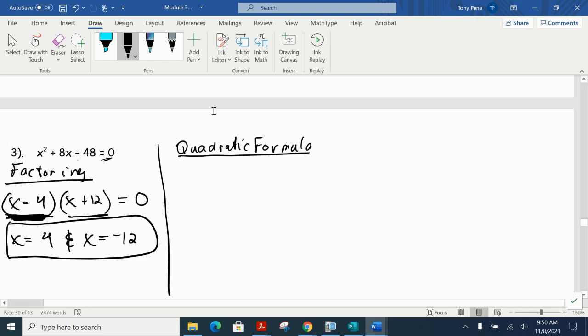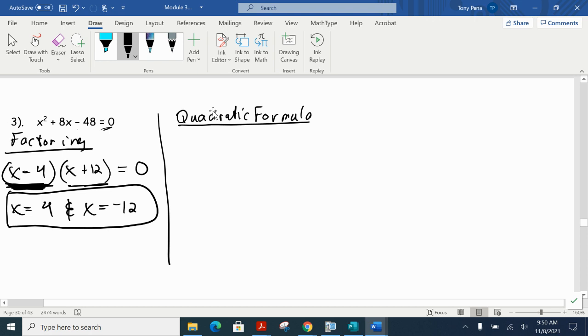And if you're confident, just continue on. We know what the answers are. You better get 4 and negative 12 again. All right, just a different way of doing it.